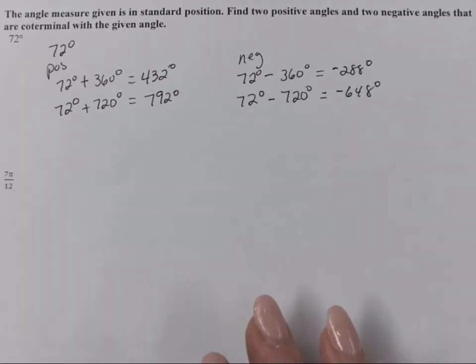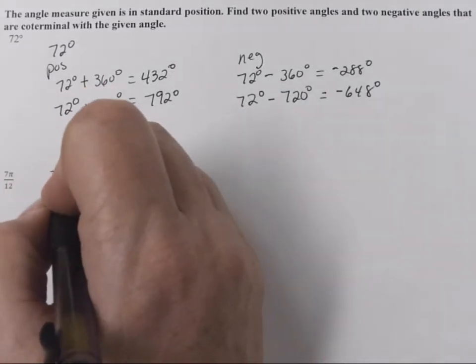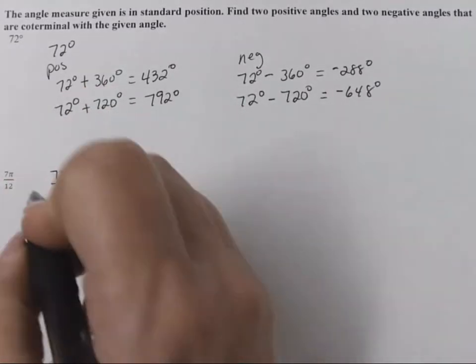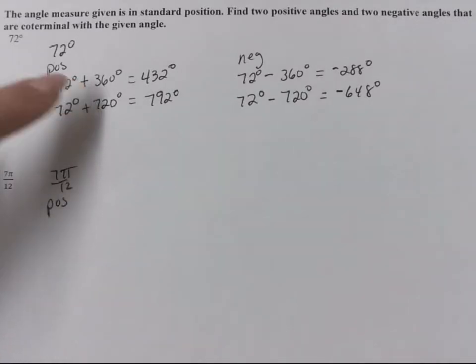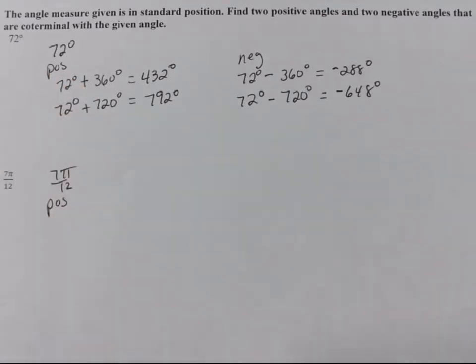Now, we may have degrees or we may end up with a radian angle. So here we have 7 pi over 12. So if I want to find two positive angles, I need to add 2 pi. So because 2 pi is once around our circle.